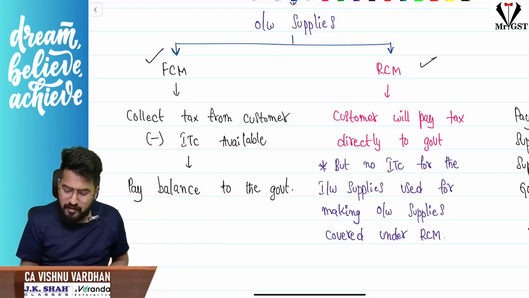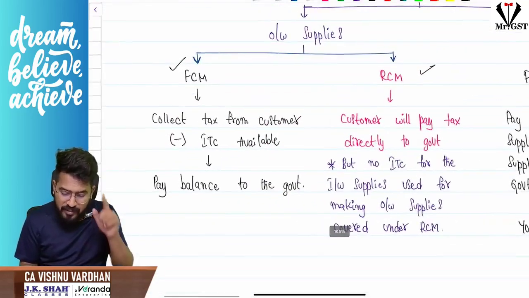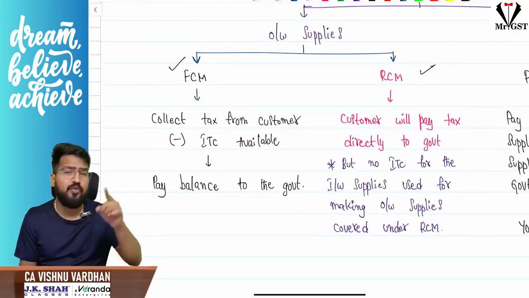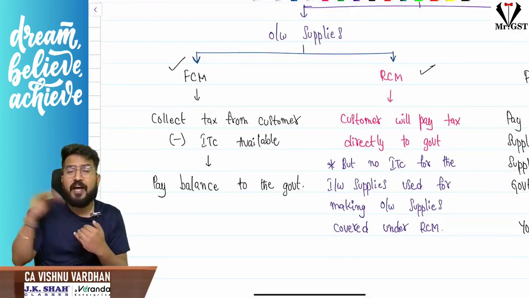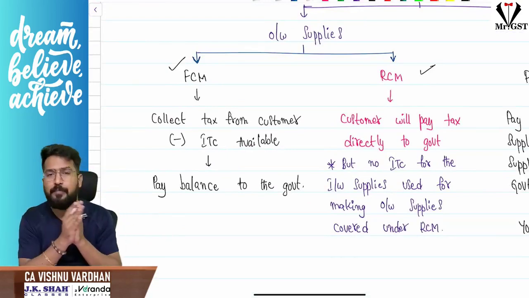But here one important thing is, because we are making outward RCM supplies, we cannot take ITC on our inward supplies. Hope you remember that.